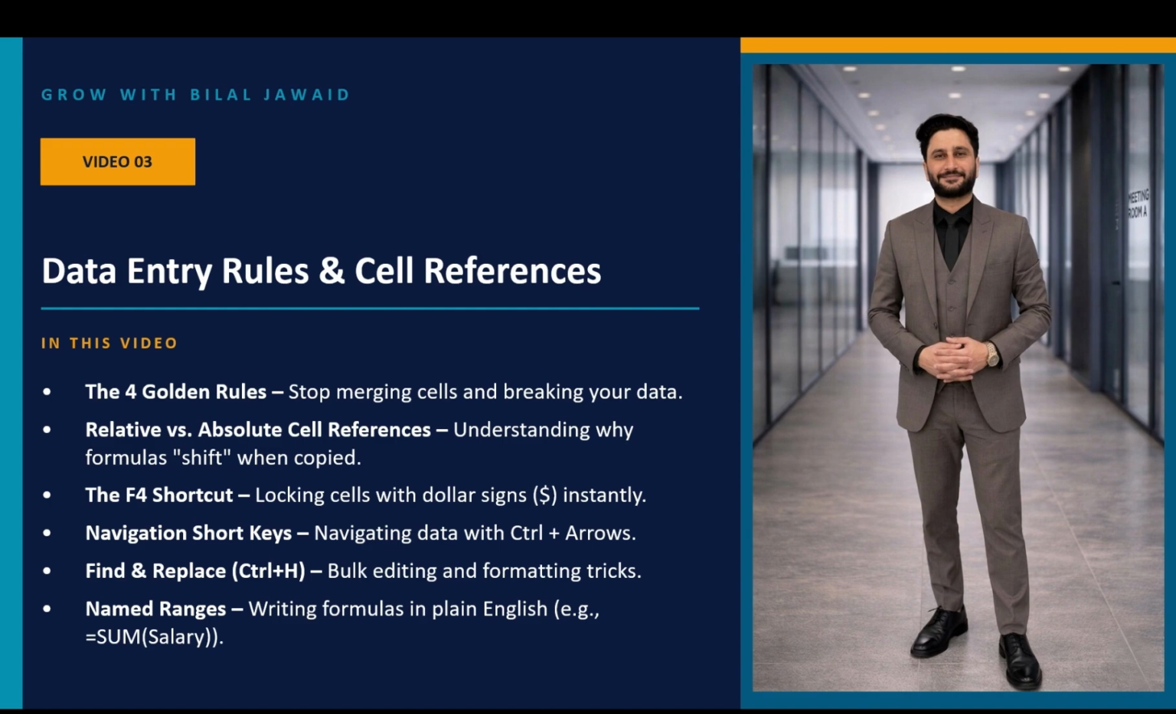Then, we move to something even more powerful: cell references. This is the reason formulas break when you copy them. You learn how to control that, how to lock cells with dollar signs, and how to do it instantly using the F4 key. We'll also unlock shortcuts that let you move across thousands of rows in seconds, and named ranges, so your formulas finally make sense just by reading them. Let's begin.